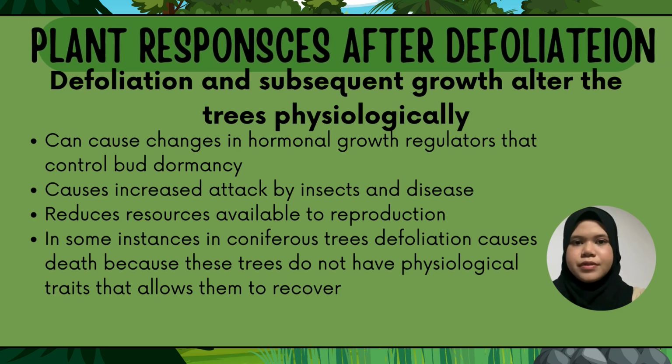Plant responses after defoliation. The defoliation and subsequent growth alter the tree site physiologically. It can cause a change in the hormonal growth regulators that control bud dormancy. It also can cause increased attack by insects and diseases, and it reduces the resources available to reproduction, which is loss of nutrients and mature cells. In some instances in coniferous trees, defoliation can cause death because these trees do not have physiological traits that allow them to recover.